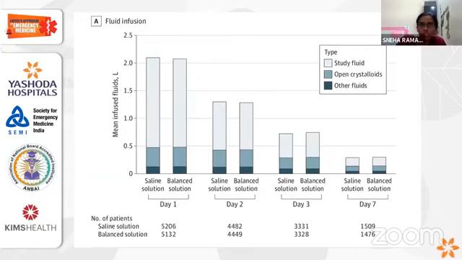This is the chart that plots the amount of fluid that the patients got on various days. On day 1, this light gray color is the study fluid, that the patient got after randomization. The dark one is open crystalloid, that is any fluid similar to the study fluid, but not the study fluid. And other fluids means any colloid or something. So we can see that the patients got both study fluid as well as some other fluids during all these days, and we can see that the amount of fluid they were administered also reduced as the days passed by.